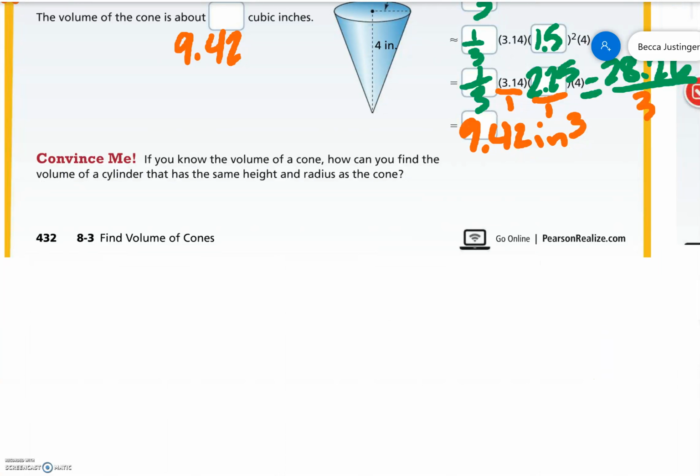If you know the volume of a cone, how can you find the volume of a cylinder that has the same height and radius? Well, the cone fills up the cylinder if you do it 3 times. So you take the volume of the cone and multiply it by 3.